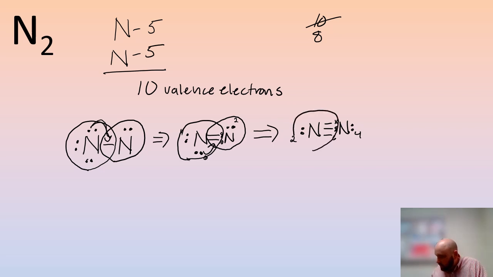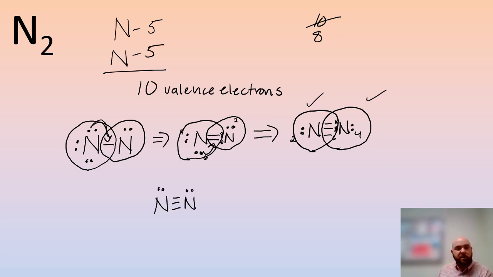This nitrogen here has 2 electrons by themselves and 6 electrons in the bonding pairs for a total of 8. This nitrogen right here also has 2 non-bonded electrons and 6 electrons in the bonding pairs for a total of 8. Both of them have satisfied the octet. Only 10 electrons are used, as is expected. Therefore, the correct Lewis structure for the nitrogen molecule shows a non-bonded pair of electrons on each nitrogen, and the nitrogens bonded together by way of a triple bond.